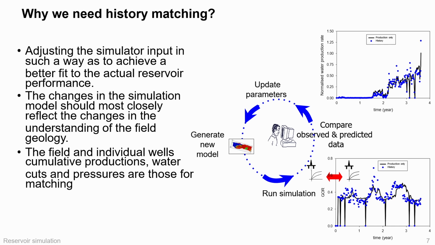This slide shows the practical logic of history matching. We compare observed and predicted production data such as water rate, GOR, pressures, and cumulative production. If the fit is poor, we update parameters, generate a new model, run the simulation again, and repeat the process. The key message here is that changes should reflect improved understanding of the field geology and reservoir physics, not arbitrary tuning. For example, if permeability is adjusted in a zone, there should be a geological or engineering reason for that adjustment. History matching is valuable because it transforms the model from a theoretical construct into a more field-consistent predictive tool.